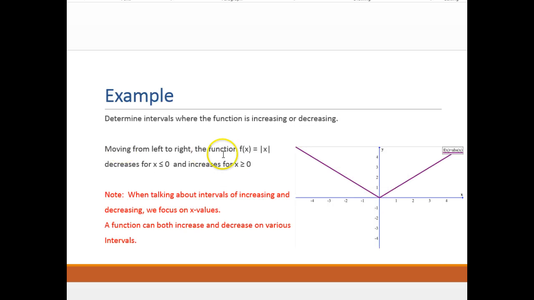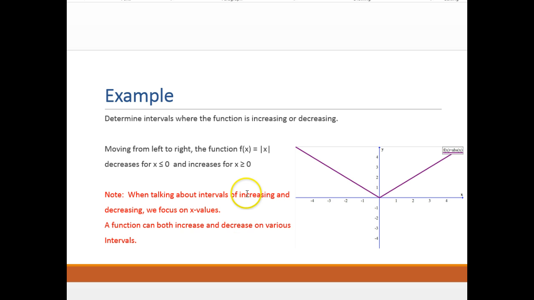Let's look at an example. Determine the intervals where the function is increasing or decreasing. This is actually the function f of x equals the absolute value of x. Notice that this function decreases for all values of x less than or equal to 0. So this function goes down from left to right for all these x values. And then once it hits the origin, the value increases for all the x values greater than or equal to 0.